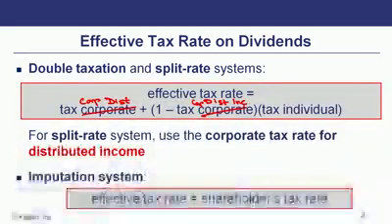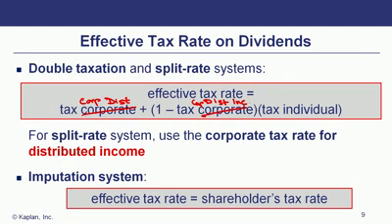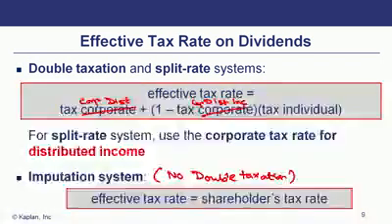One nice thing about the imputation system is that it eliminates double taxation. So that is the most preferred method, but very, very uncommon. So there is no double taxation under the imputation system.